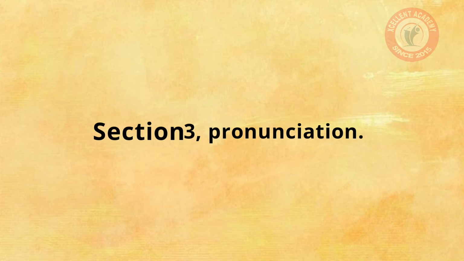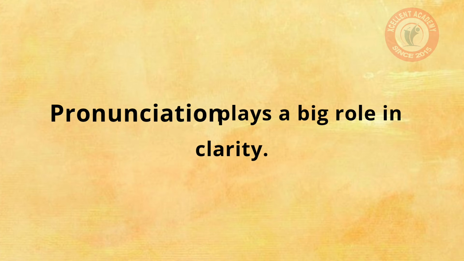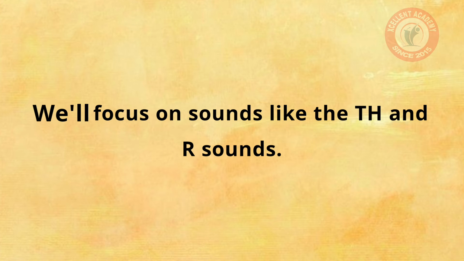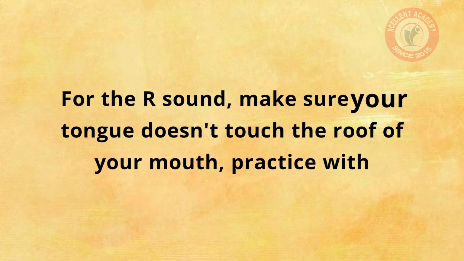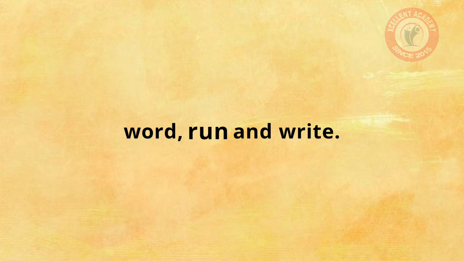Section 3. Pronunciation. Pronunciation plays a big role in clarity. We'll focus on sounds like the TH and R sounds. For the TH sound, place your tongue between your teeth in words like think and this. For the R sound, make sure your tongue doesn't touch the roof of your mouth. Practice with read, run, and write.